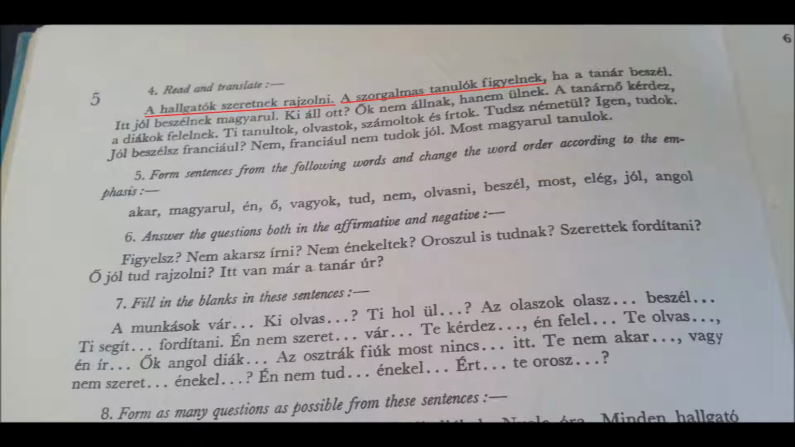If the teacher talks, I think something like that. Figyelnek. Let's see if I can translate that. Figyelnek. Meaning listen. Okay.